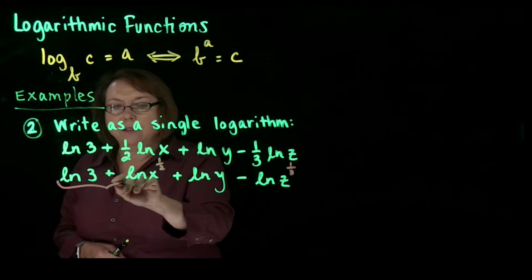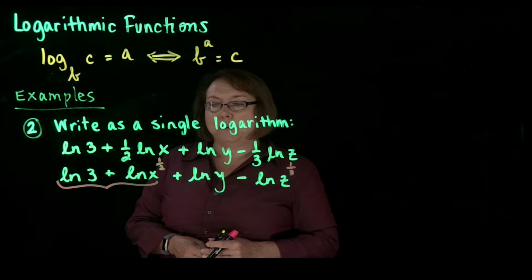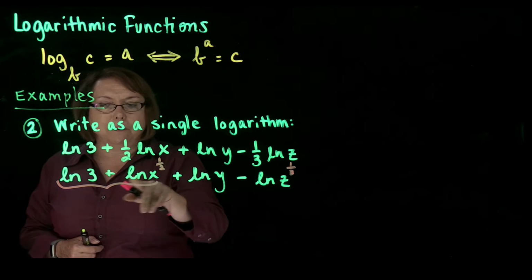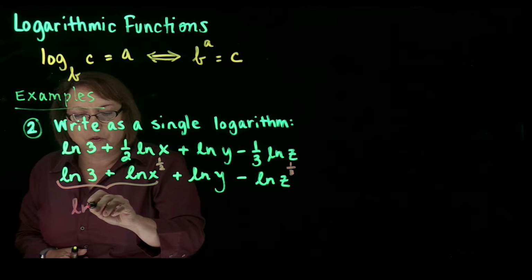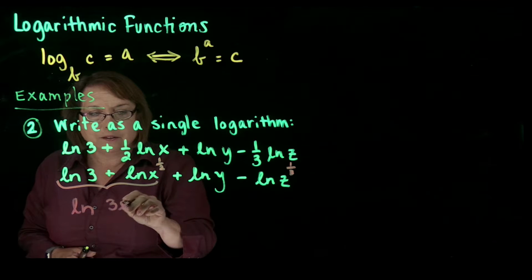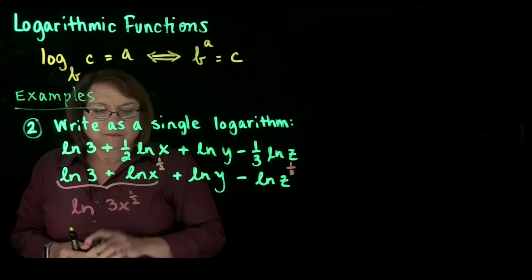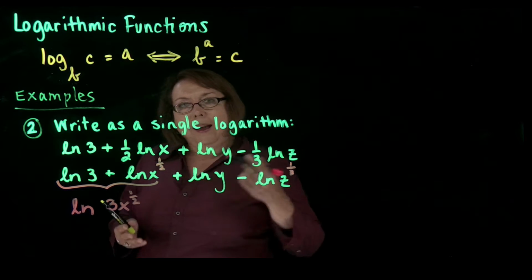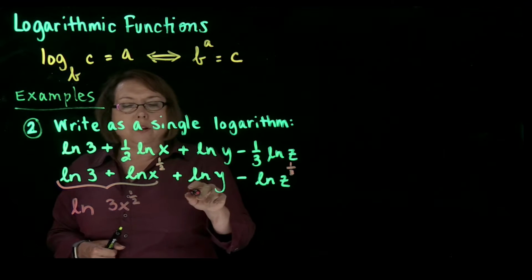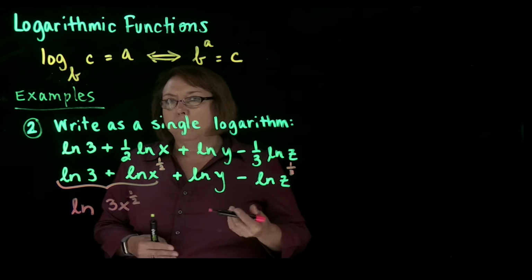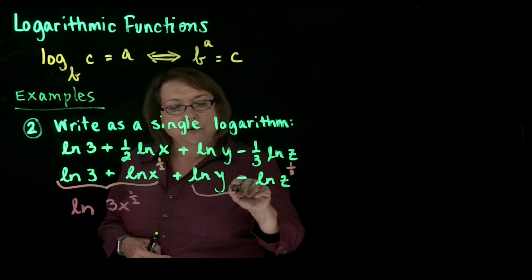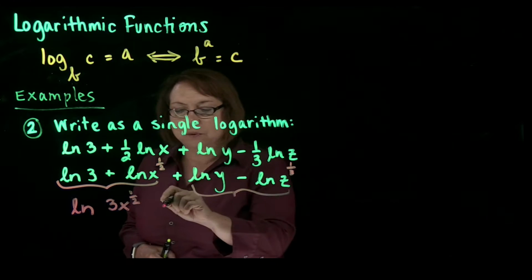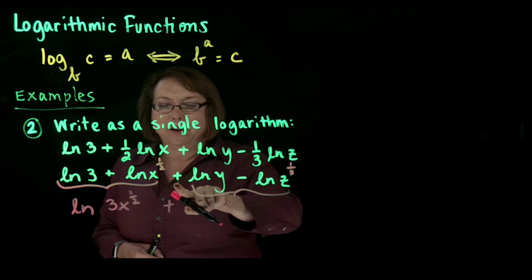So let's now look at the first two terms. When we have addition, what do we do with the values? We multiply them. So we'll have here natural log of 3x to the 1/2. And because addition is commutative, we could do them in any order and we would get the same answer. What I'm going to do here is take care of them pair by pair, and then we'll put them together because we still have this addition down here.